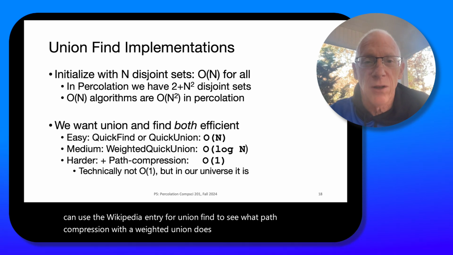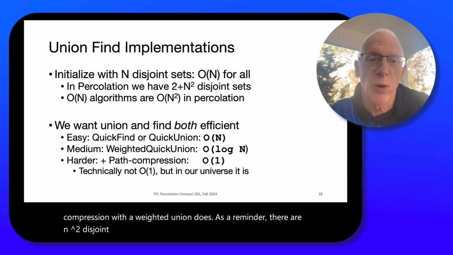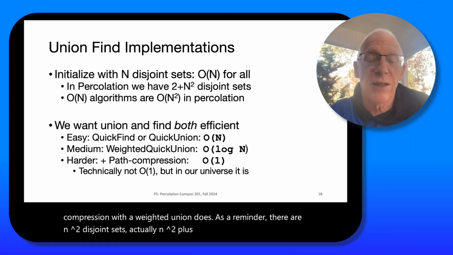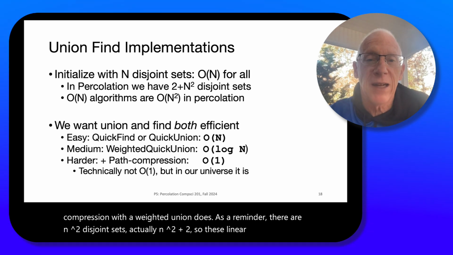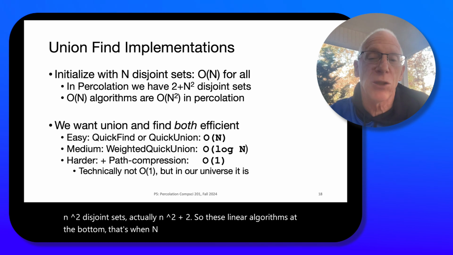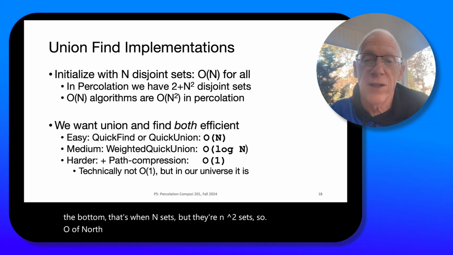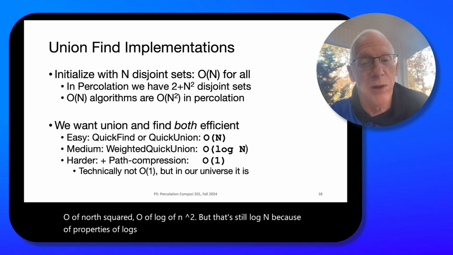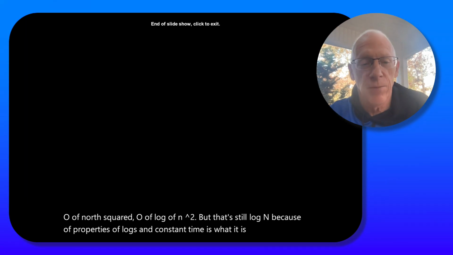As a reminder, there are n squared disjoint sets, actually n squared plus 2. So these linear algorithms at the bottom, that's when n sets, but they're n squared sets, so it's O of n squared, O of log of n squared, but that's still log n because of properties of logs, and constant time is what it is, constant. There you go. Enjoy.